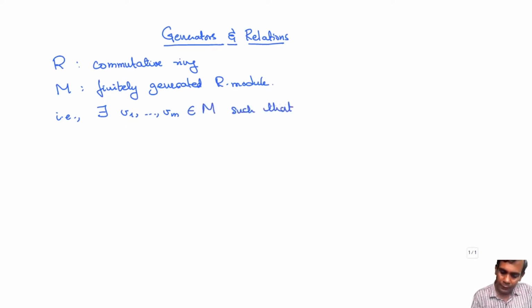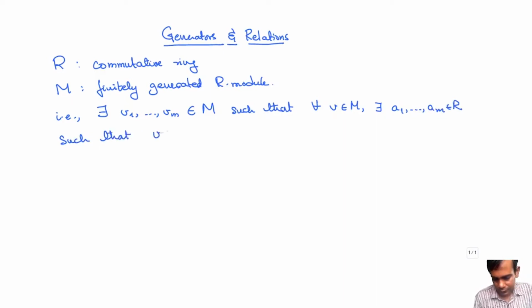take any element V in M, you can find scalars, or rather elements of the ring, A1 through Am in R such that V is of the form A1 V1 plus Am Vm. V is equal to this. This is just the definition of being finitely generated.